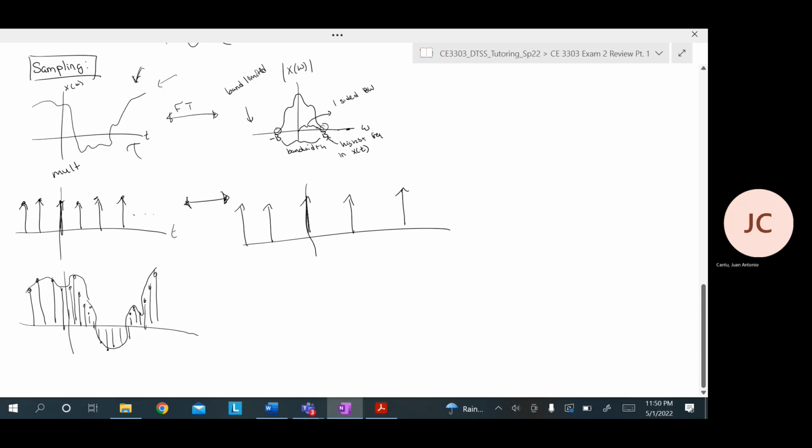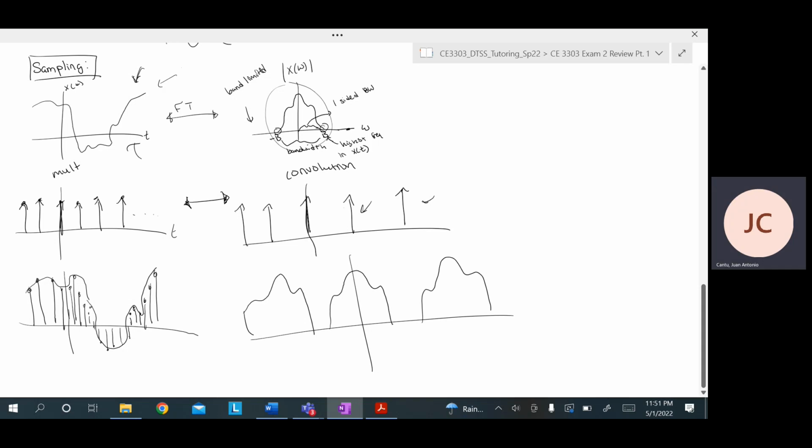Okay. And if you recall, multiplication in the frequency domain equates to convolution in the time domain and vice versa. So if I'm multiplying in the frequency domain, that means I'm doing convolution. I'm sorry, if I'm multiplying in the time domain, that means I'm doing convolution in the frequency domain. So what that means is I'm basically taking each of these impulses and multiplying it by this signal wherever each of these impulses occur. So what happens is I end up creating a bunch of copies of that Fourier transform.